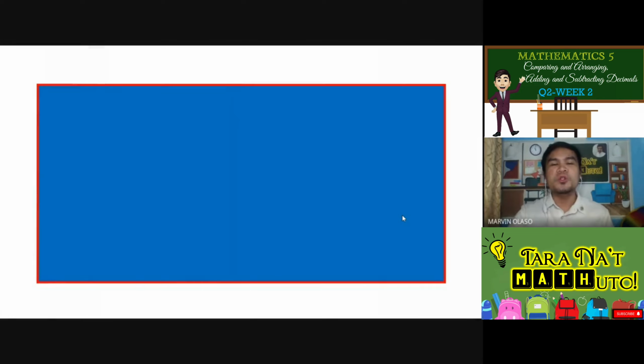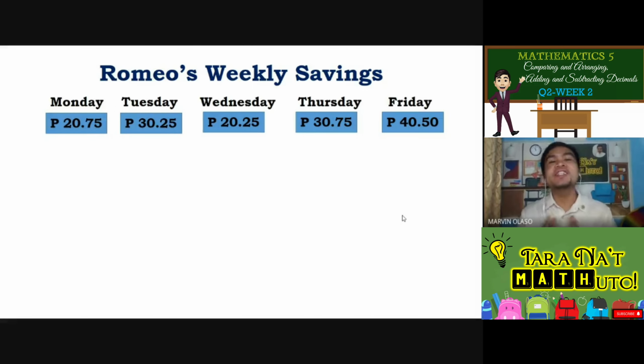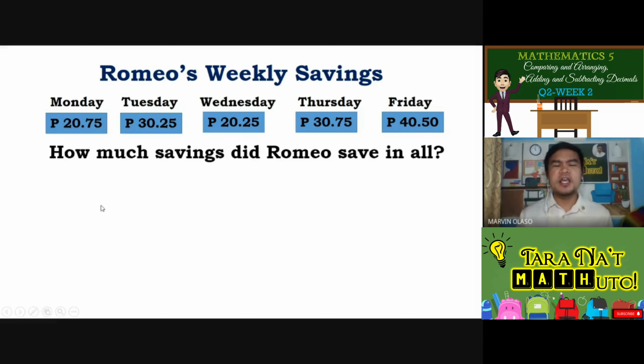So let's go to the next lesson. We have adding decimal numbers. Okay, let us use again the same information or data. It's all about Romeo's weekly savings. So yan pa rin ang gagamitin natin, no? So the question now is, how much savings did Romeo save in all? Ang tanong, magkano lahat-lahat ang naipon ni Romeo?